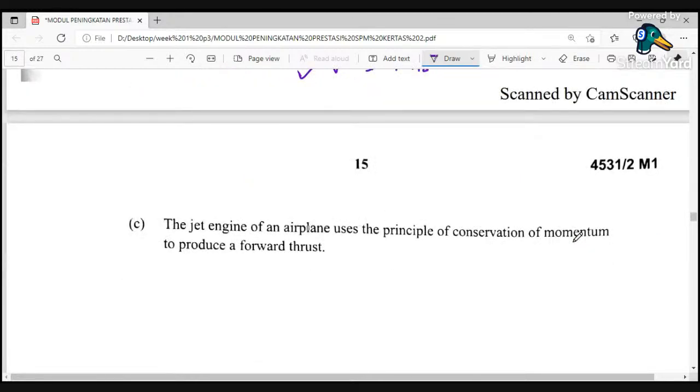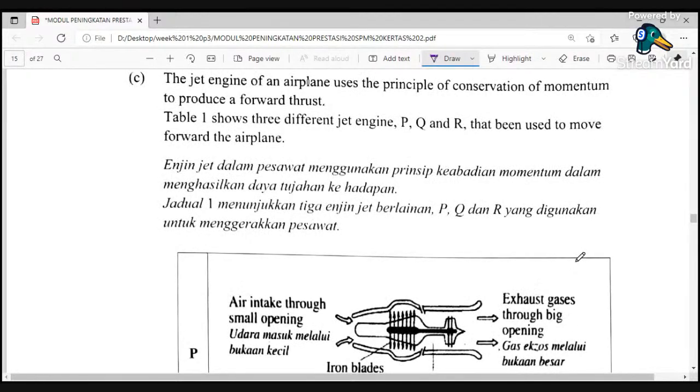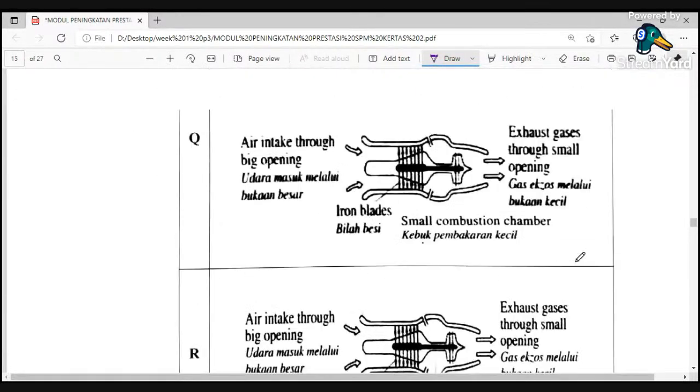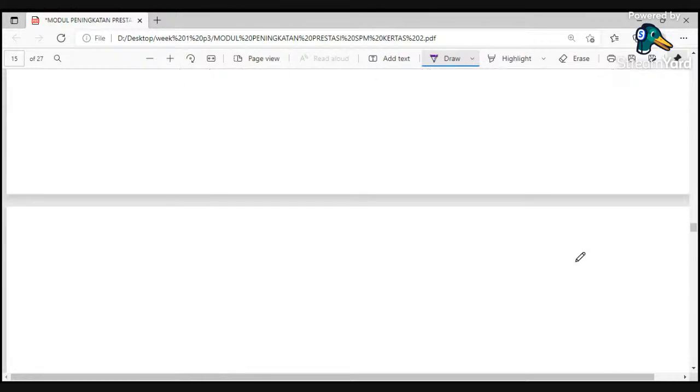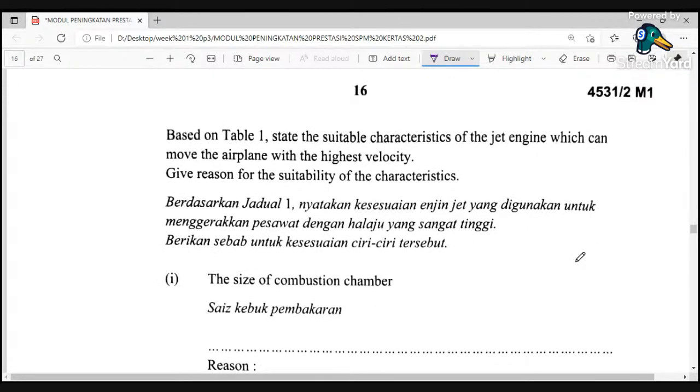Okay, see the jet engine of airplane uses principle of conservation of momentum to produce forward thrust. Okay, nampak kita ada jet engine. Based on table 1, state the suitable characteristic of jet engine which can move the airplane with the highest velocity. Highest velocity maksudnya momentum mesti besar. MV, momentum.